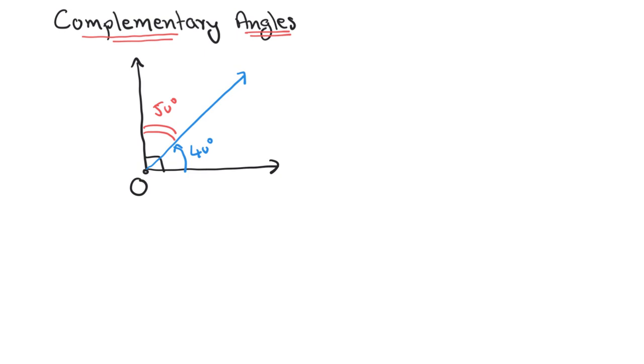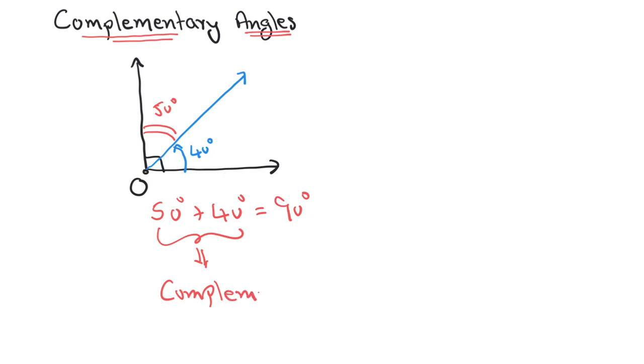So when the sum of two angles adds up to 90 degrees, we say that the two angles are called complementary angles. Get it? They are called complementary angles. When the sum of two angles adds up to 180 degrees, they are called supplementary angles. Understand that? Okay. So now a quick quiz.